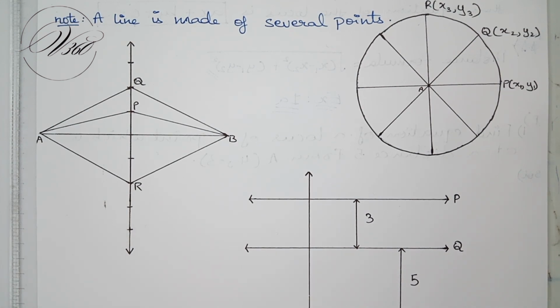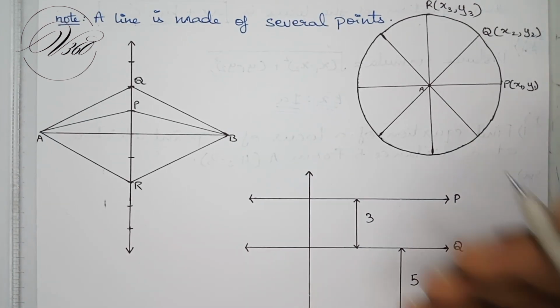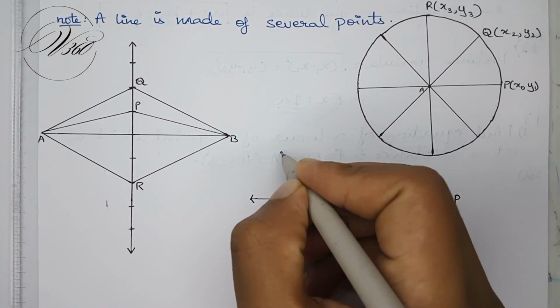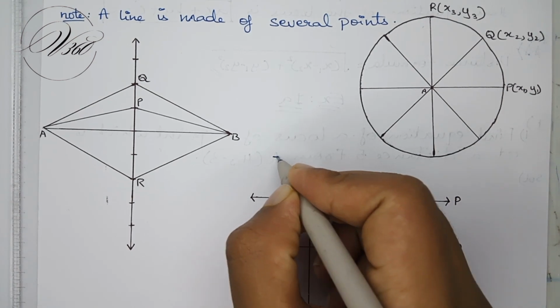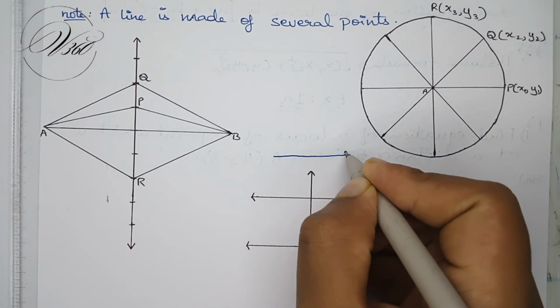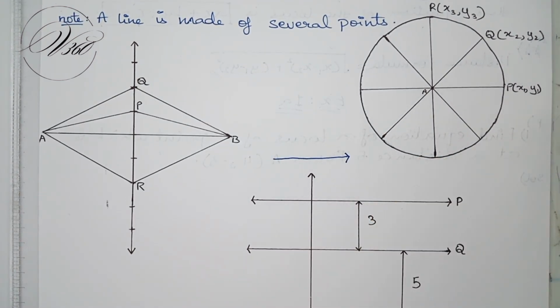A line is made up of several points. There are so many points which form a line. If the line is not ending, or it is extending, then the points increase. I will tell you an example. Here, wait, I will draw a line. Here it is a line which extends till the end.